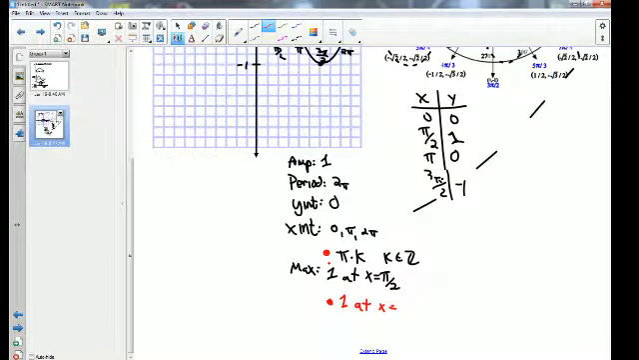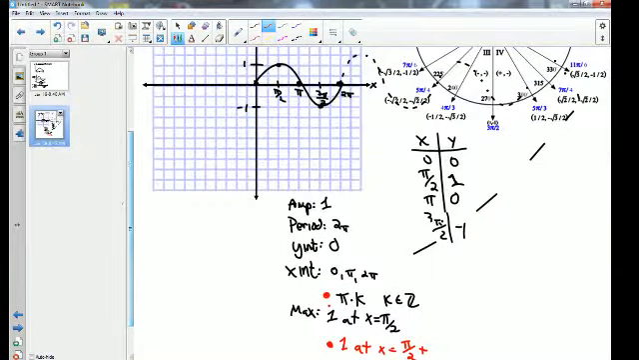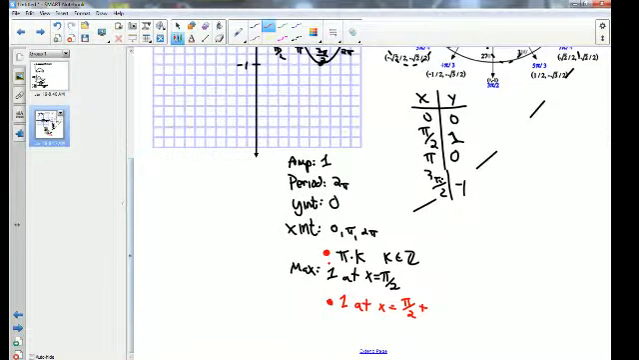It starts at pi over 2, right? And how often does it repeat? Every 2 pi, because that's a period, right? So pi over 2 plus 2 pi k, if you want to generalize it. So every 2 pi, it's going to have a maximum. The nice thing about these is they're very consistent.